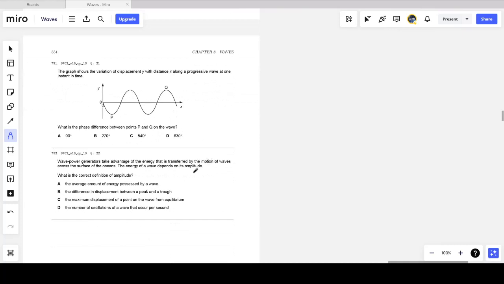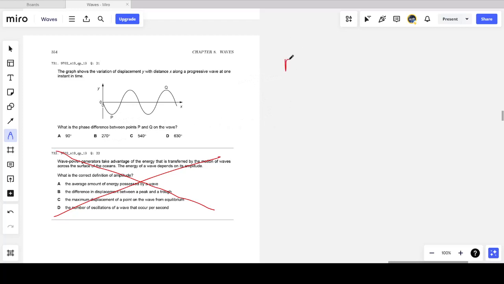Now, the last question we'll do in this video is 731. We'll ignore 732 for now. So 731 is from summer 2019. It's question paper 1, variant 3, and it's question 21 from that paper. We're told that the graph is showing the variation of displacement y with the distance x along a progressive wave at one instant in time. And we want to know the phase difference between points P and Q on the wave.